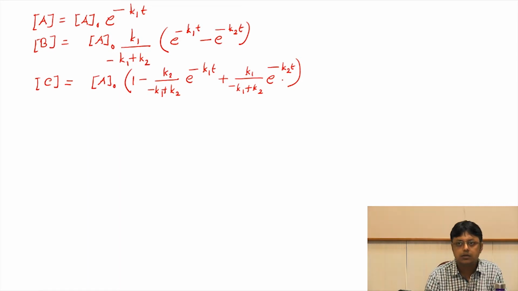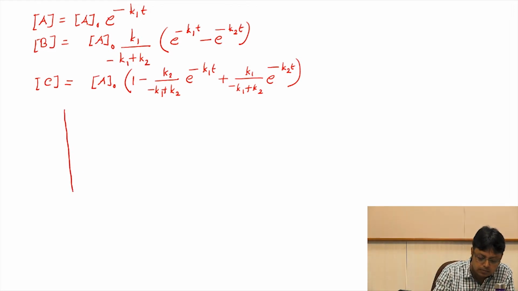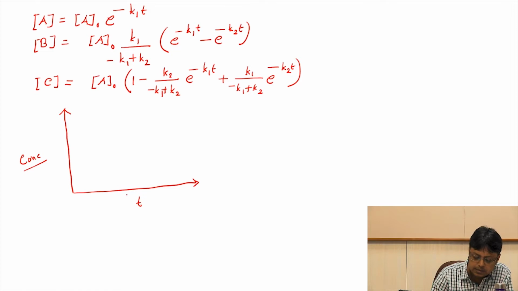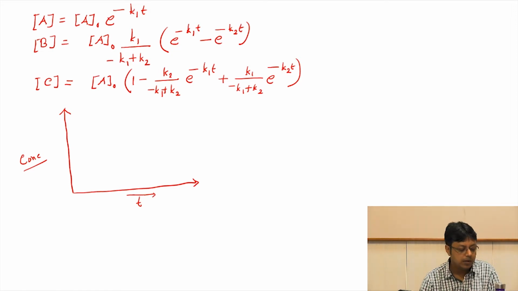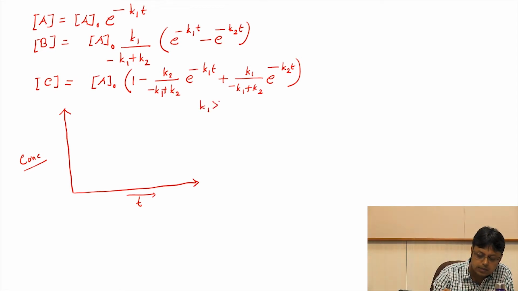Now let us plot all these concentrations together on the same plot. So y-axis is the concentration of the species and x-axis is just the time. Now let us suppose we are considering one particular situation where k1 is much larger than k2.